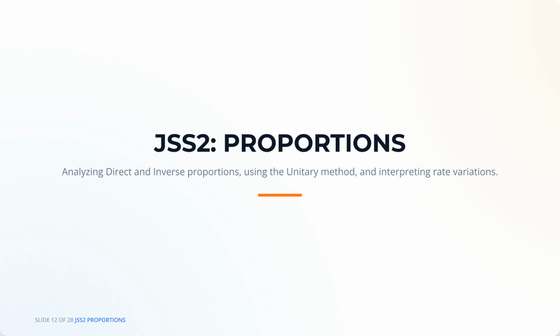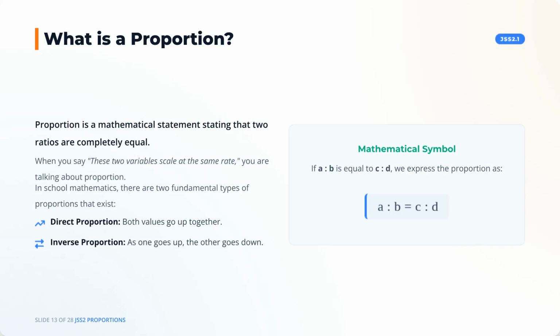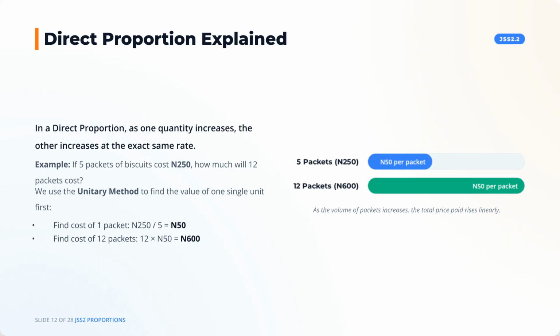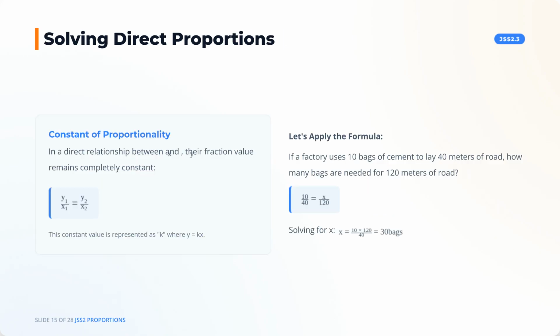Here, we analyze direct and inverse proportions, master the unitary method, and interpret how rates change. A proportion is a statement that 2 ratios are equal. We have 2 main types: direct proportion, where values increase together, and inverse proportion, where one goes up while the other goes down. In direct proportion, as one quantity increases, the other increases at the same rate. You can use the unitary method to find the value of 1 unit, then solve for the total. For solving direct proportions, you can also use the constant of proportionality, or K, in the formula y equals kx, allowing you to solve for unknown variables efficiently.